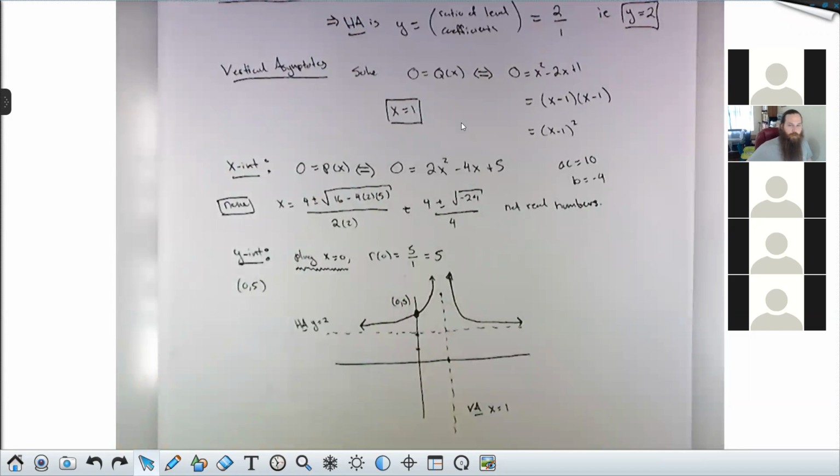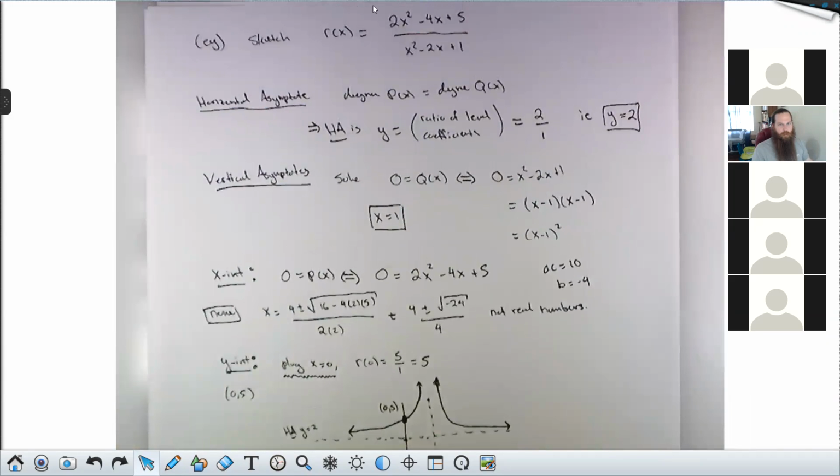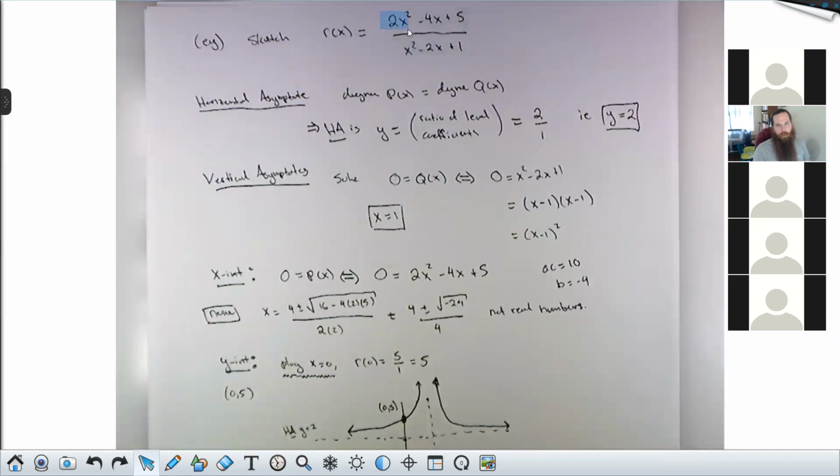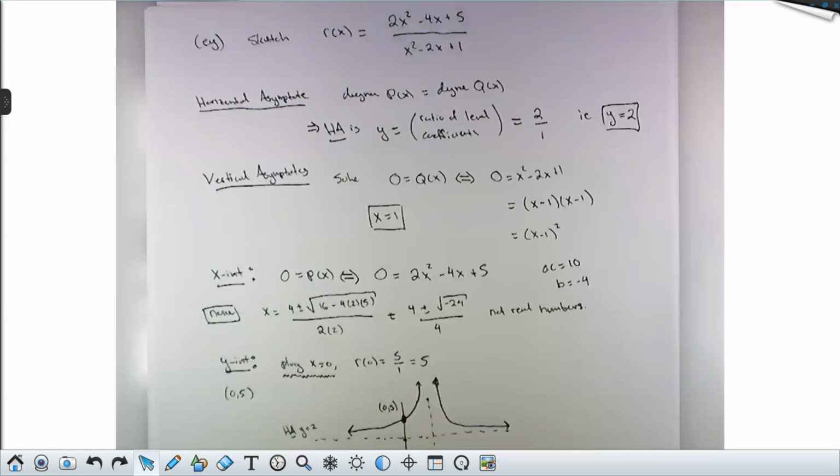That's universally true. And the 5 is from the top, right? Well, we're plugging 0 into the whole function. So the top would be 2 times 0 squared minus 4 times 0 plus 5. So the top is 5. And the bottom would be 0 squared minus 2 times 0 plus 1. So it'd be 5 over 1 or 5. Okay, I got it.